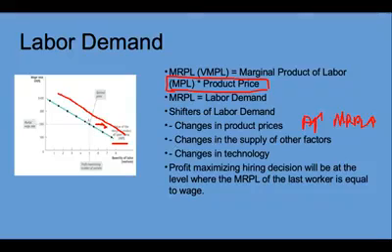Now let's look at the changes in supply of other factors. If you have more of other factors, let's say more land, more capital, and more entrepreneurial skills and ideas, then of course you will need more labor to put them together and work them together. And the last one is changes in technology.